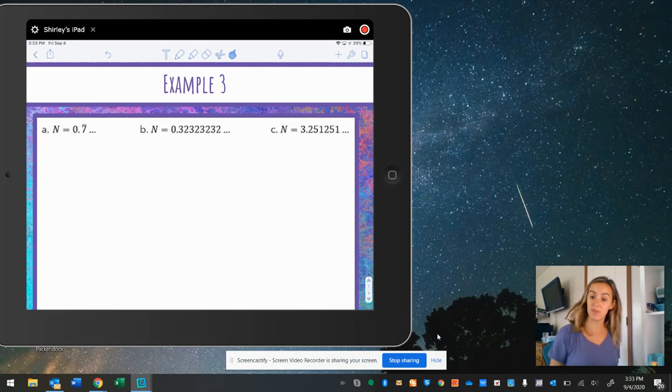So we're going to finish off with example 3. We're going to talk about how, if you have a repeating decimal, you write that as a fraction if you don't know what the fraction is. Some of them we're familiar with. 0.3 repeating is 1/3. So if we look at this first one, I have 0.7 repeating. How do I write that as a fraction?